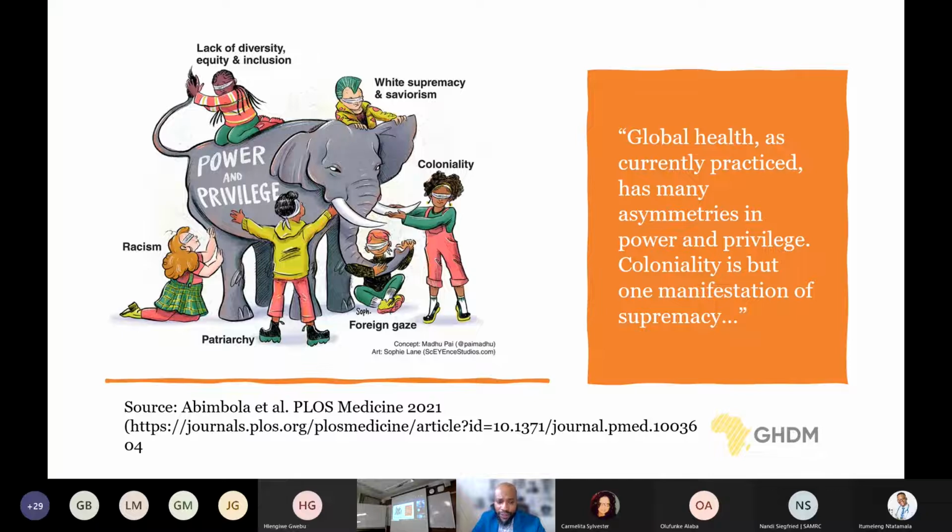And I think this article by Seye Abimbola, who some of you might know, the editor-in-chief at BMJ Global Health, he has been a strong advocate of decolonizing global health. He says that global health as currently practiced has many asymmetries in power and privilege. And so coloniality is just one of the many manifestations of this elephant in the room, a representation of the power imbalances in the practice of global health.